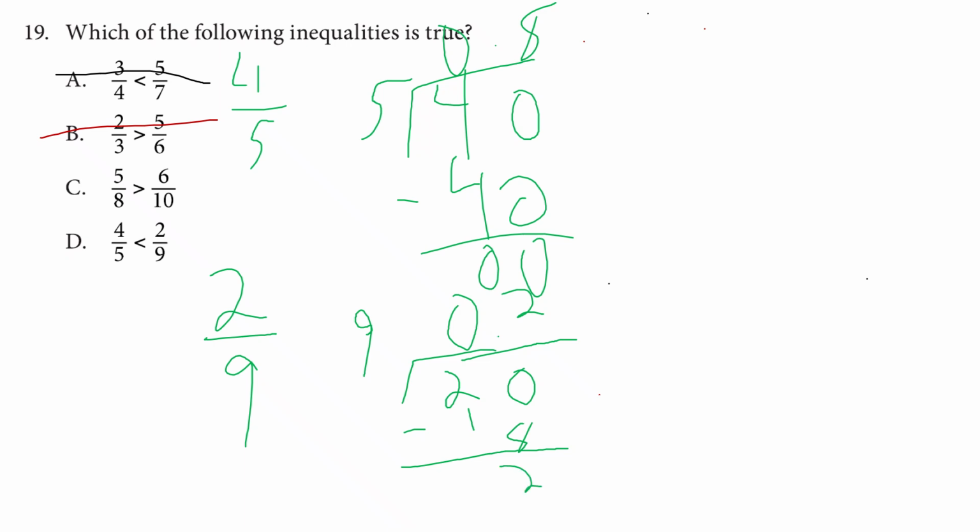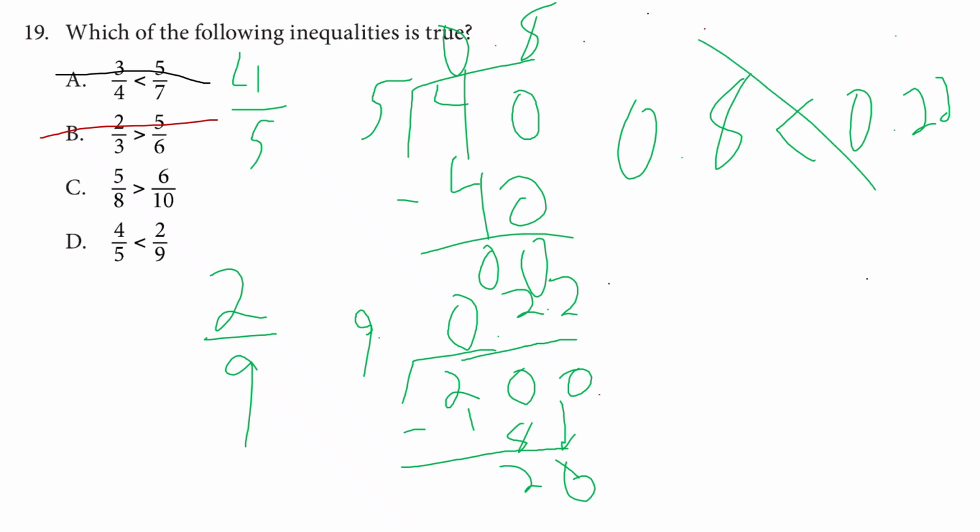So we're going to get two numbers after the decimal point, even though we see right now that D is not correct. So we add another 0, bring that 0 down. 9 goes into 20 2 times. So what D is saying is that 0.80 is less than 0.22. We know that that is not correct. So D is not correct.